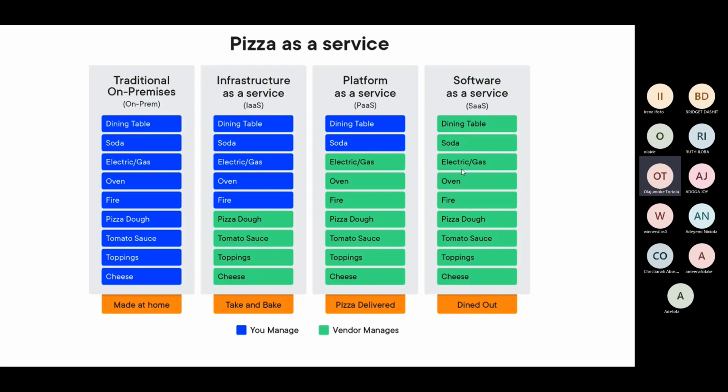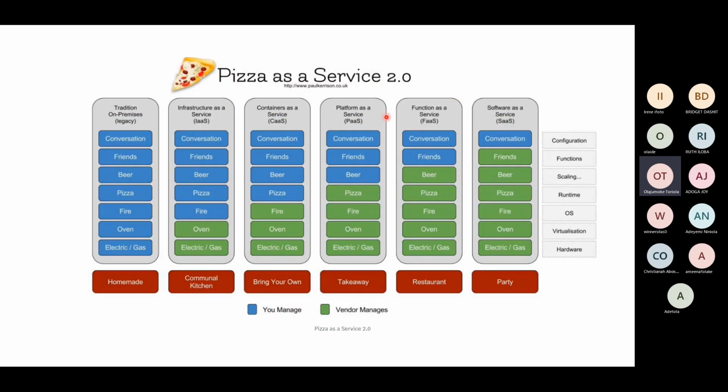So looking at this, I know this is a version 2. You can take your time later on. Version 2 only contains the container as a service and then the function as a service. But if you find out even the way it is, you still find out that it is pizza as a service. This is version 2.